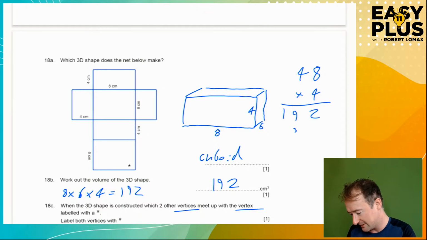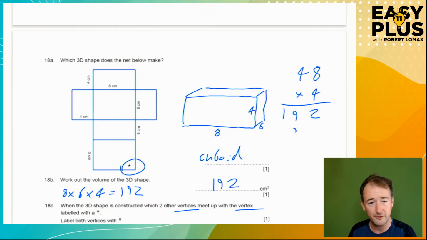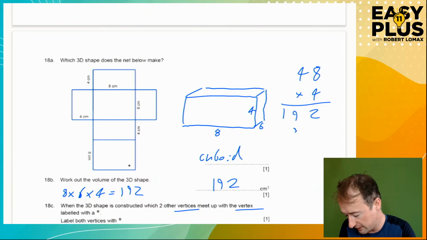So the vertex labelled with a star, that's down there. So what's a vertex? It's a corner point, okay? That's a vertex. You should know that, it's important terminology. And the plural is vertices. Right, vertex and vertices, anyway. Here we are. Which other vertices meet up with it?